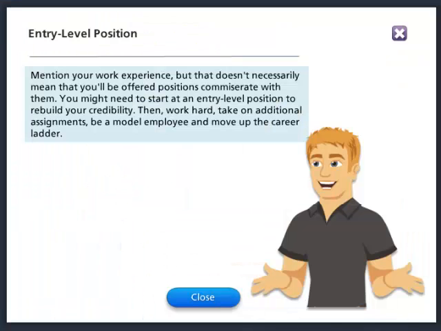Entry-level position. Mention your work experience, but that doesn't necessarily mean that you'll be offered positions commensurate with them. You might need to start at an entry-level position to rebuild your credibility. Then work hard, take on additional assignments, be a model employee, and move up the career ladder.